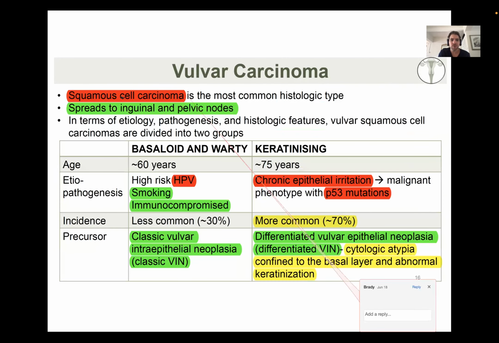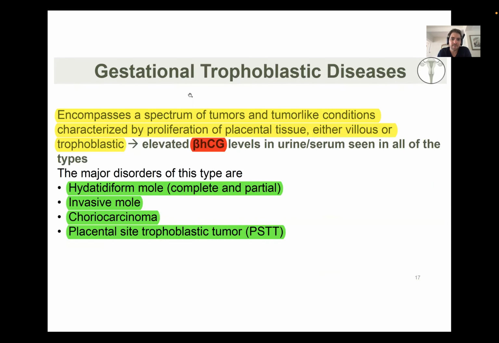And then carcinomas, squamous cell carcinomas, again, the big thing we're talking about is HPV. That's the big one there, E6 inhibits p53. You can see spread where you would expect it, inguinal and pelvic nodes. Remember the outer aspect of the vagina drains to the superficial inguinal nodes. So it makes sense that they would spread there.